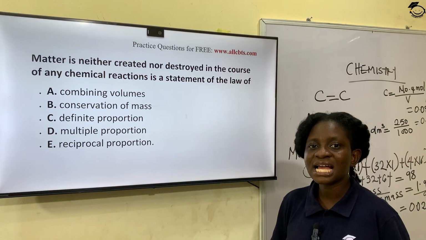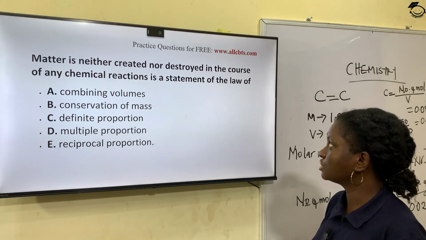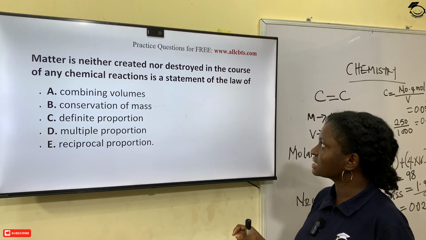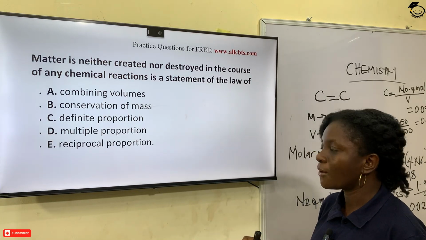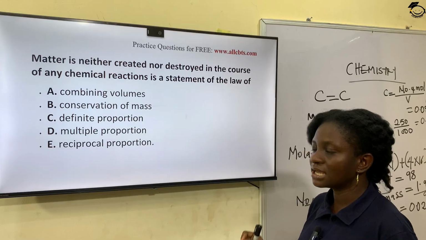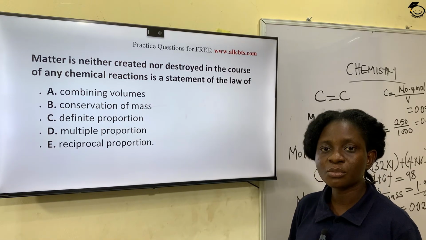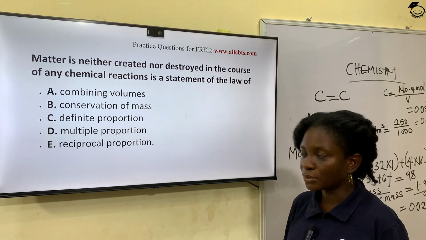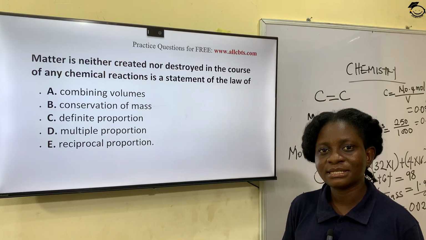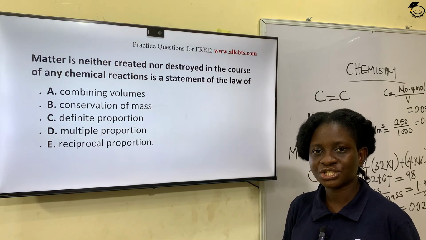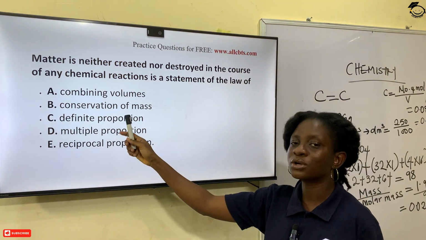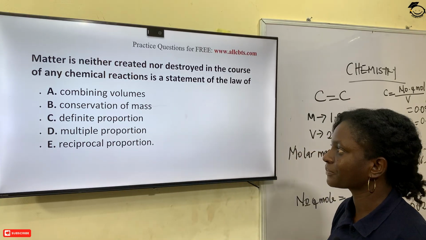Next question. Matter is neither created nor destroyed in the course of any chemical reaction is a statement of the law of A. Combining volumes, B. Conservation of mass, C. Definite proportion, D. Multiple proportion, E. Reciprocal proportion. The law of conservation of mass says matter can neither be created nor destroyed, but it can change from one form or state to another. So the correct answer is B, conservation of mass.